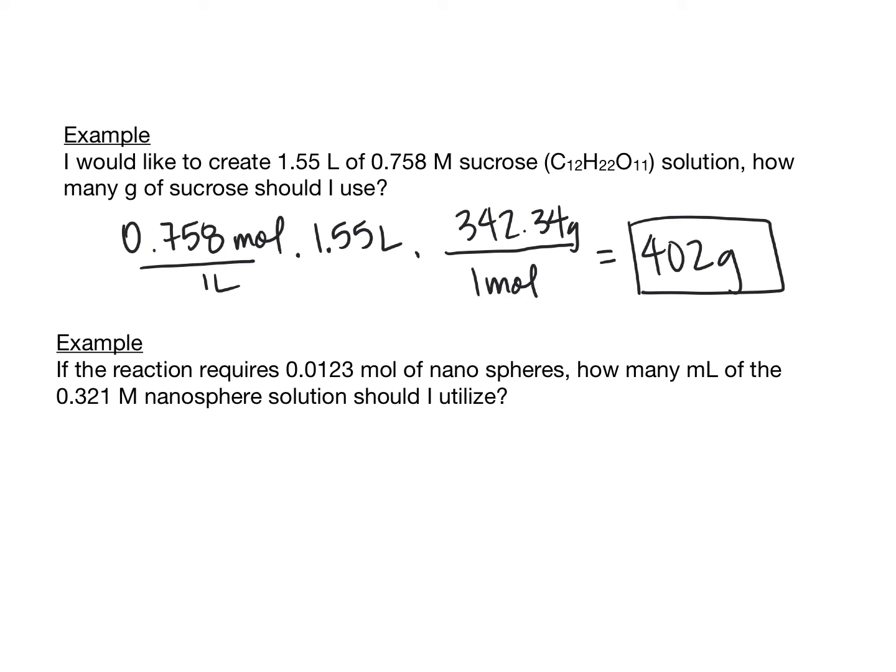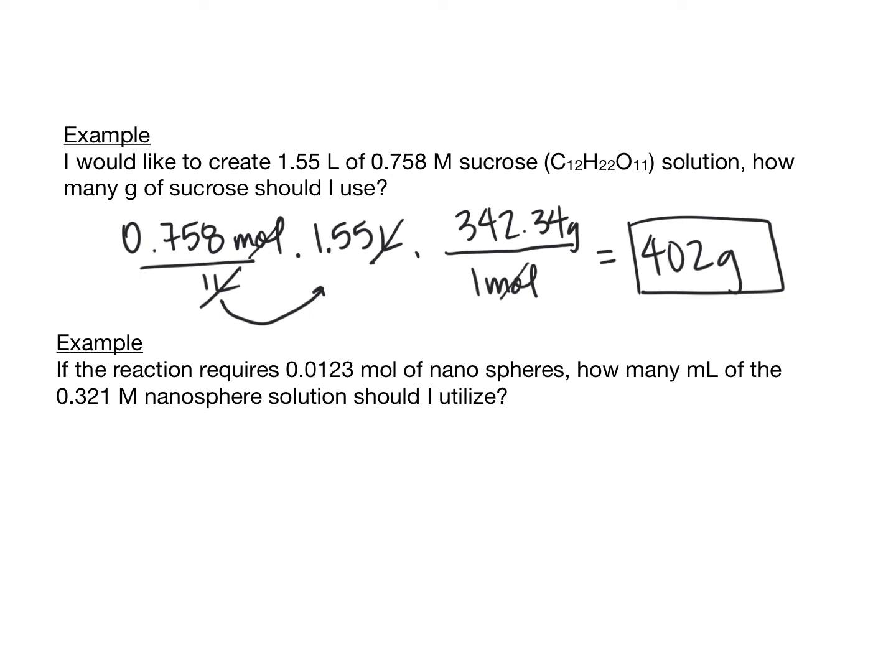So what I did is I took the molarity, multiplied by the liters. This gave me a unit of moles. And then I canceled out the moles to get grams. This is quite similar to other calculations we've previously done. So next, if the reaction requires 0.0123 moles of nanospheres, how many milliliters of the 0.321 molar nanosphere solution should I utilize?